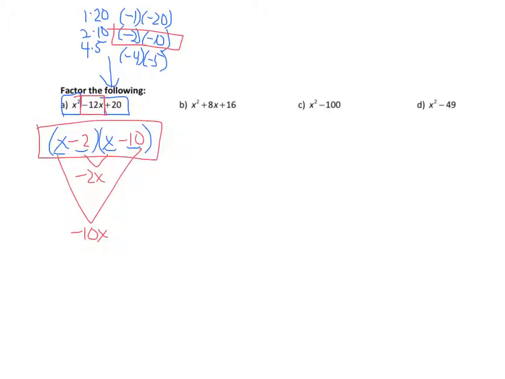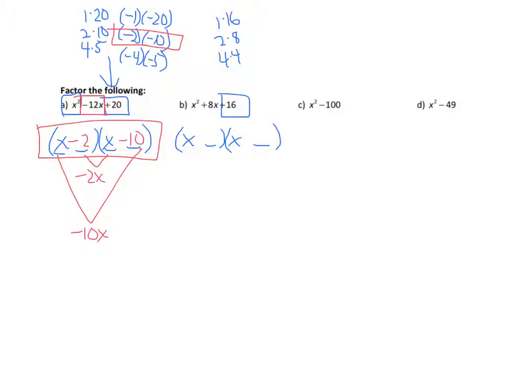Okay, let's try the next example. Again, start with two sets of parentheses, and I put x here and x here, and I need two numbers for the last spots that multiply to 16 and add to positive 8. So the factors of 16 are 1 times 16, 2 times 8, or 4 times 4. And since they need to add to positive 8, it is going to be two positive numbers this time.